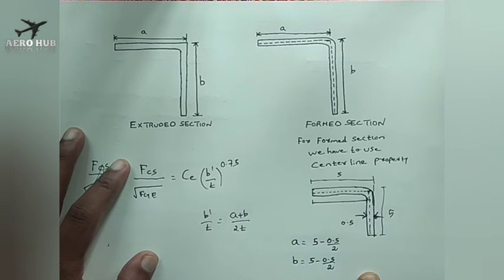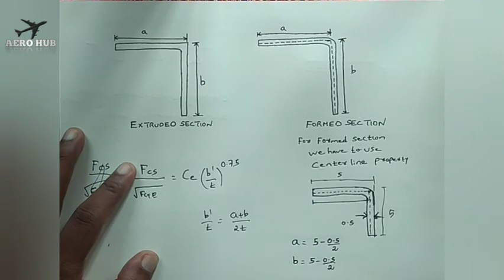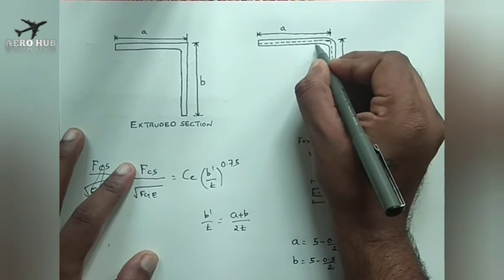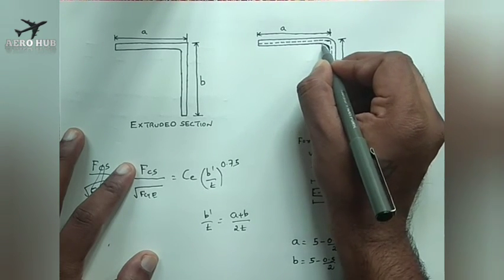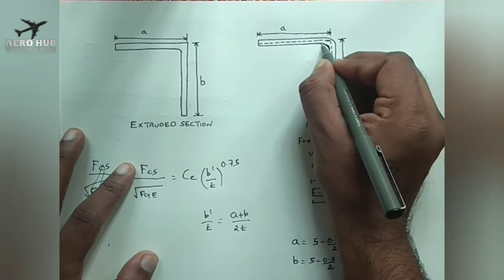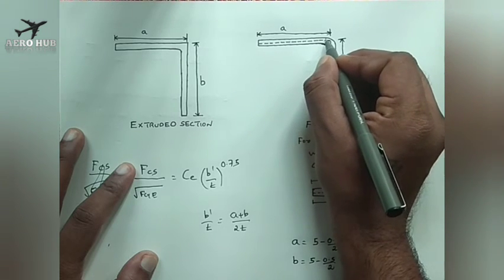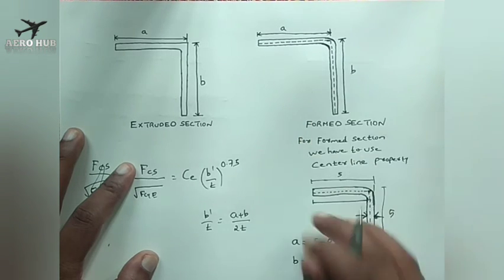Basically we will be using formed section. These calculations are very simple, and if you are aware of how to find out the center line property, you will be easily finding out the value of crippling stress. And the requirement for center line property is nothing but whenever we have a fillet section, we have fillet here on the one side as well as the other side. On both sides we have fillet at the corner.